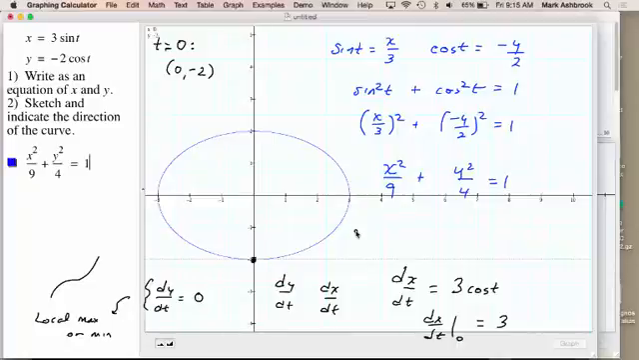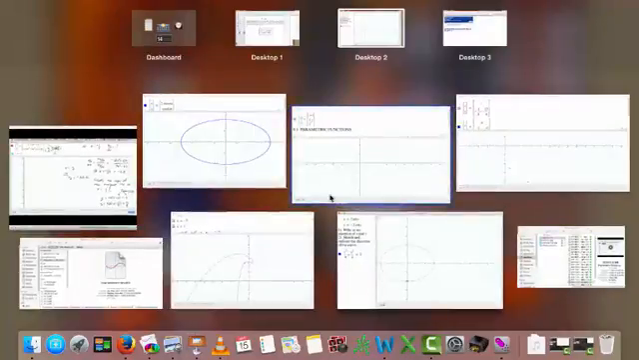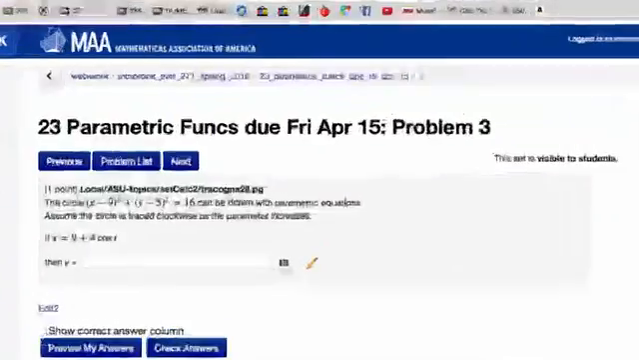Okay, so there's a sketch, and the direction was counterclockwise. Any questions on the quiz, or this new way of looking at it? Okay, let's look at one more Webwork problem.